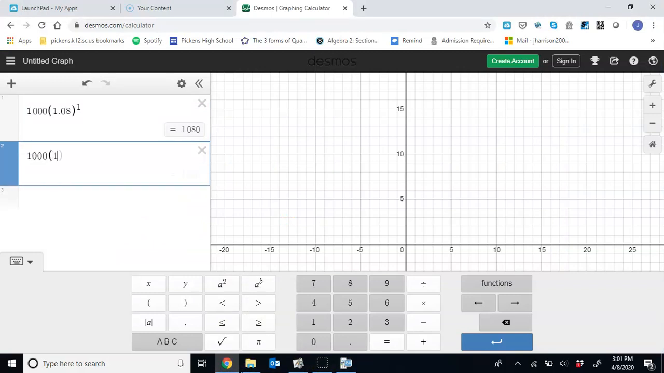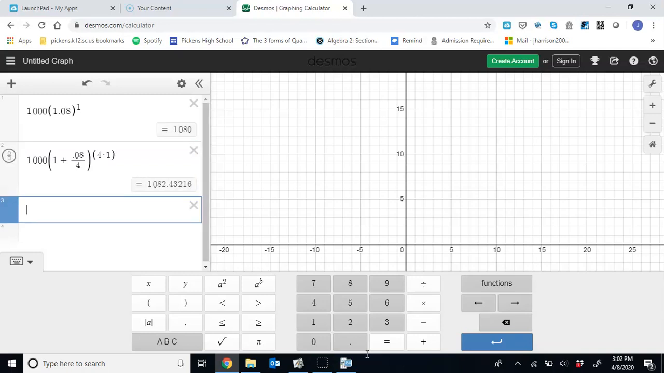So I take this and I do 1 plus 0.08 divided by 4. Let's see, it's not going to like me. There it is. And then I raise it to the 4 times 1 power. Oh, no, it's not going to like me. Why do we not like that? Let's try it again. Yeah, there we go. So 4 times 1, we're going to multiply that in the parentheses, and that's going to help my calculator know what to do there.